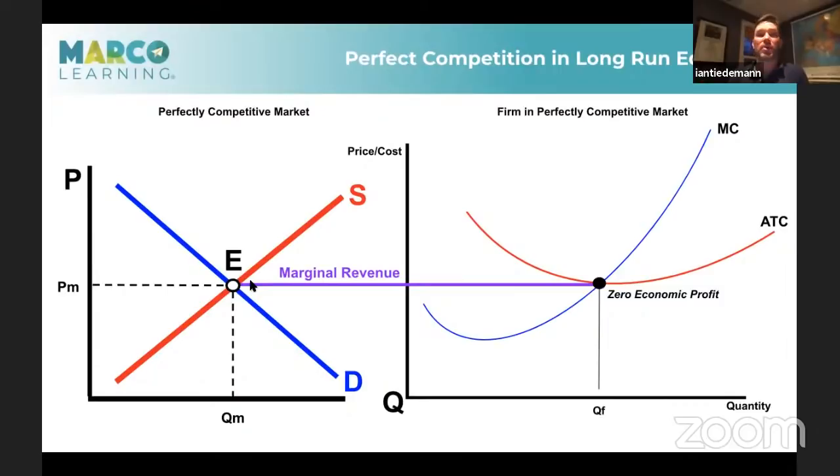They have to take the price. If something should change in the market on the left, then the firm might make more or produce fewer goods based on the new price. Demand goes up. The firm says, cool, price has gone up. Marginal revenue has gone up. And we're going to produce until MR equals MC. We're going to follow that golden rule.